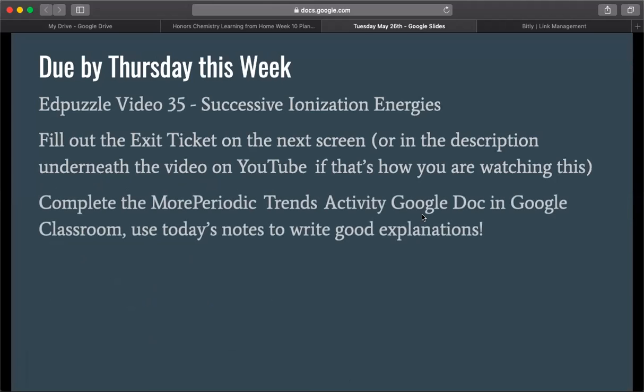It's called More Periodic Trends. It's very similar to the one that was for last week. There is no additional concept builder or anything like that. So I'm just doing the one thing. There is extra credit available this week on Flipgrid, just like normal, but that's it.